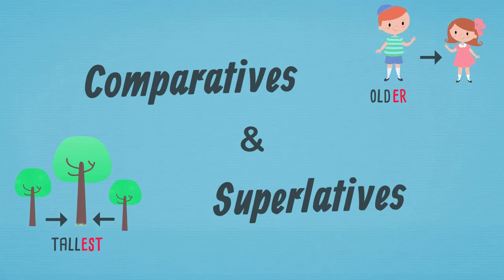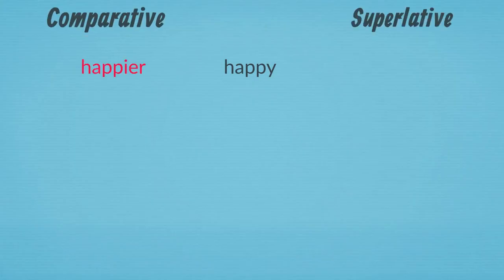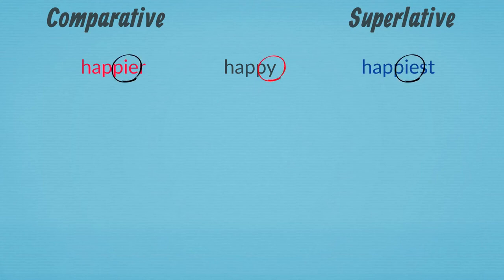Now let's have a go at forming and using comparatives and superlatives. We'll use the adjective happy to start. The comparative is happier, and the superlative is happiest. Notice we change the Y to an I before adding ER and EST. For more information on spelling rules, click the video link in the description.